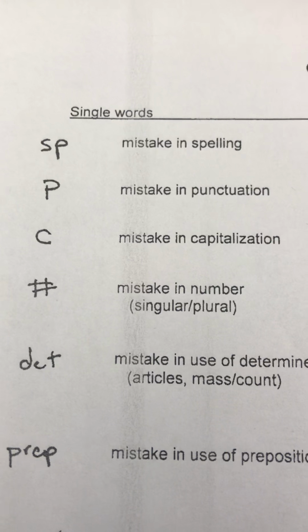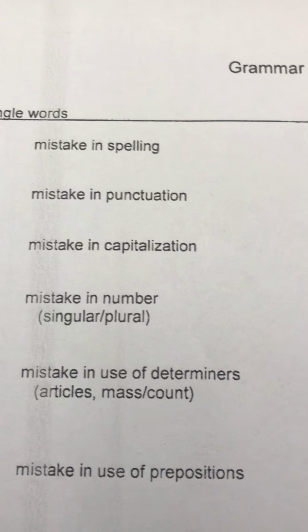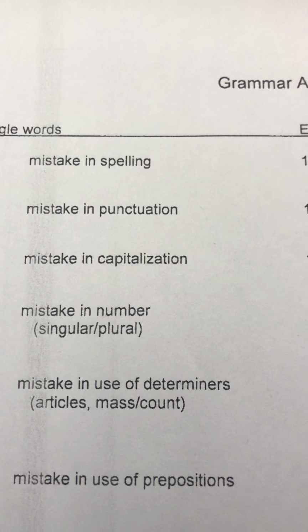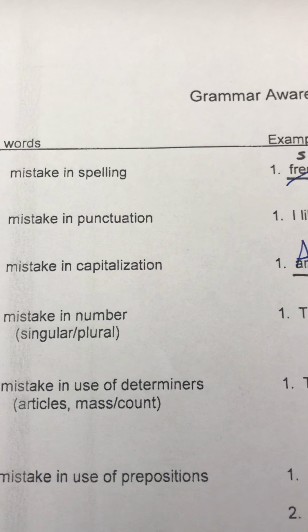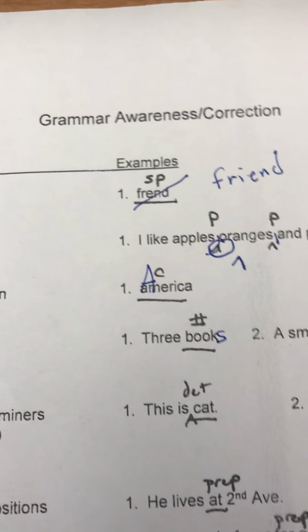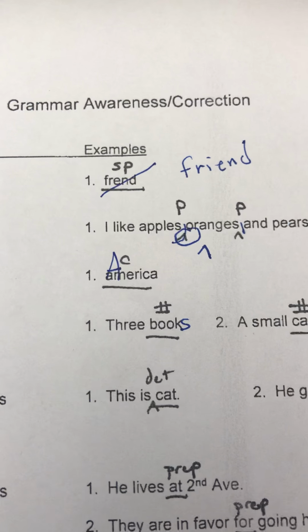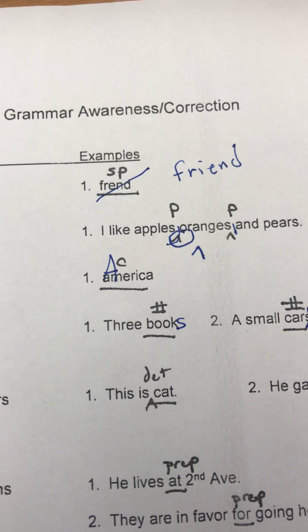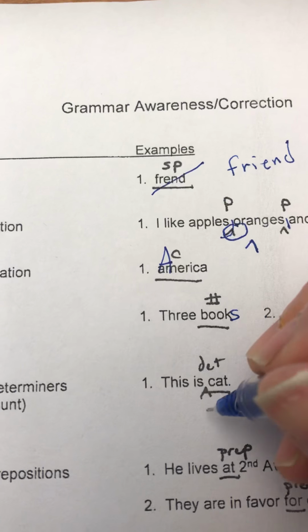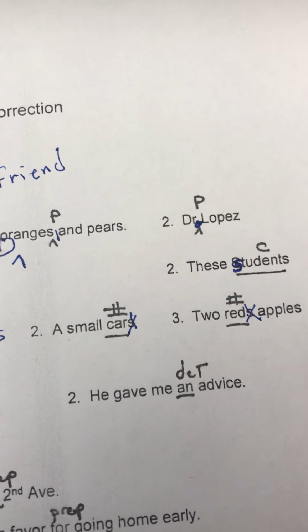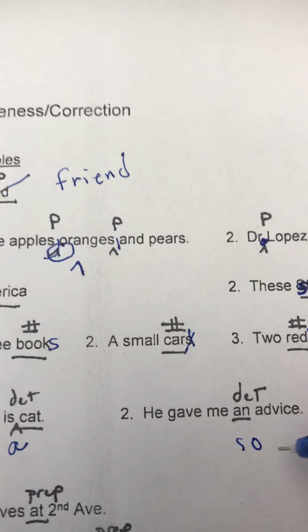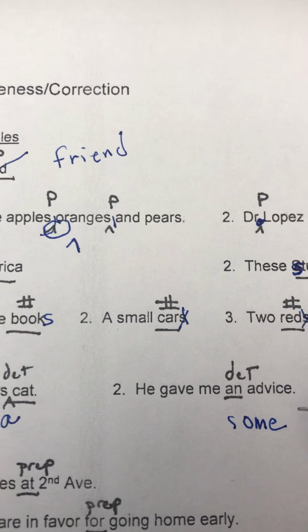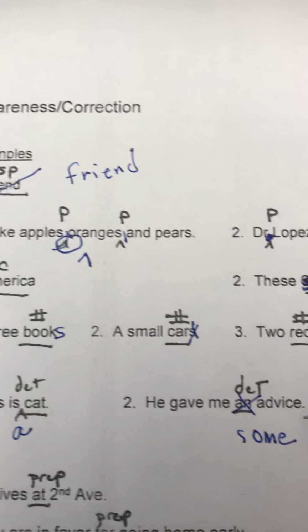The next one is the mistake in the use of determiners. And maybe the word determiners is not a word you've heard before, but it stands for articles and mass and count determiners like some, many, most, etc. For number 1, it says this is cat. This should be a cat. Over here, he gave me an advice. We need to say he gave me some advice or he gave me advice.